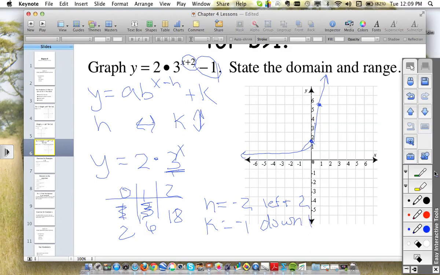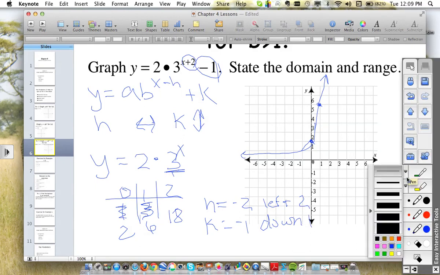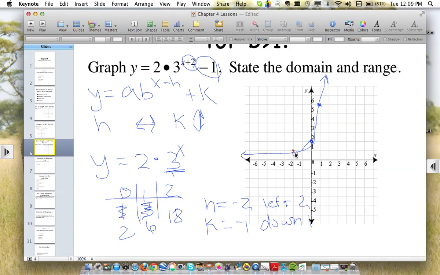All right, so quickly let's change the color of our pen here, and I'll show you what these changes look like. I'm going to go with red. Okay, so let's take the 2 points we did. We had 0, 2, and 1, 6. So I want to go to the left 2 units and down 1. So here's my new point. And then go to the left 2 units and down 1. So here's my new point there. And then I'm going to go ahead and graph this out, going left to right.